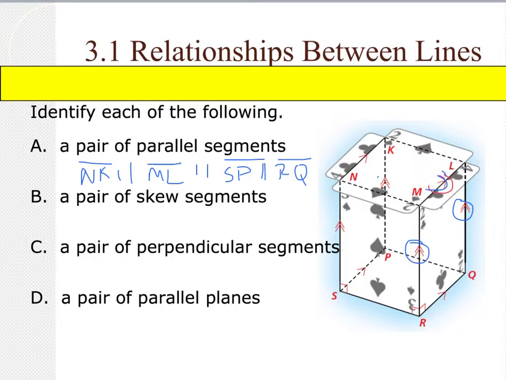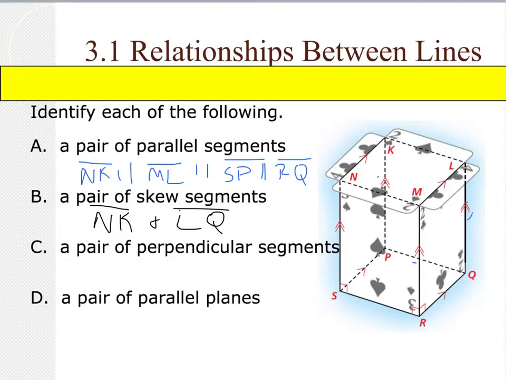A couple of skew lines in this. Okay, I'm going to pick off NK is skewed to, let's look at this, LQ. I picked a horizontal line and a vertical line, two lines that won't ever cross, and do notice that they are not on the same plane. So NQ would be skewed to LQ or MR.